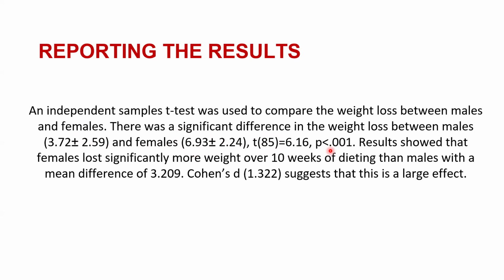Now we give meaning to this result. Results showed that the females had a higher mean weight loss compared to the male group. That means the females lost significantly more weight over the 10 weeks of dieting than males, with a mean difference of, so we include also the mean difference, which is found in the independent samples t-test table. And then, of course, don't forget to include Cohen's d, which we have generated to be 1.322. Comparing this to our table, this is greater than 0.8 for a large effect. This suggests that this is a large effect.